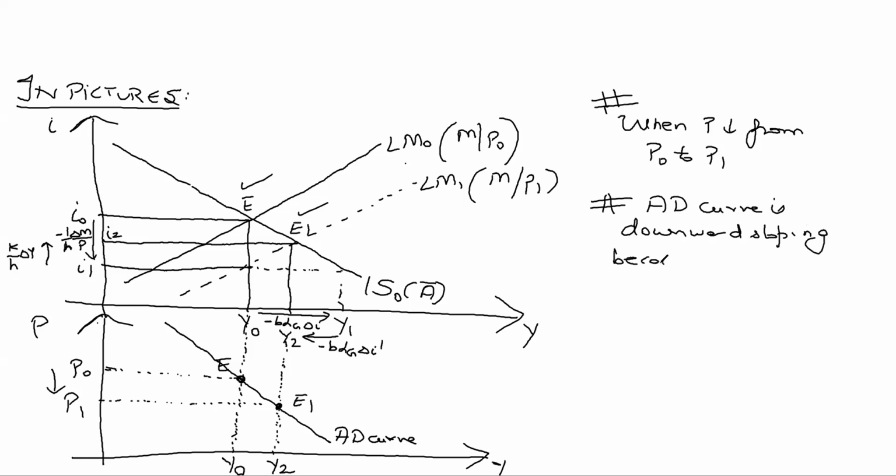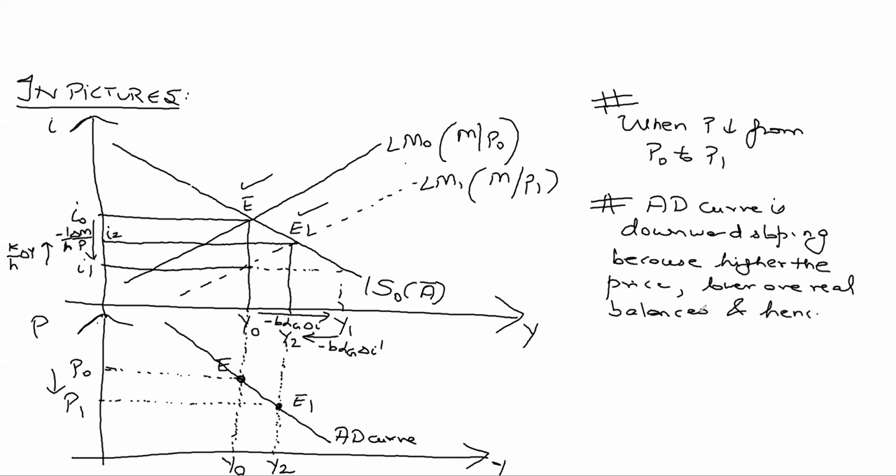Because higher the price, lower are the real balances, and hence lower is the equilibrium level of spending or output.